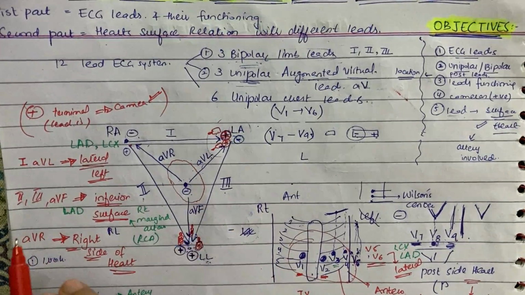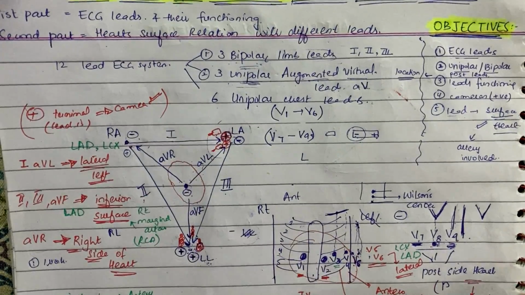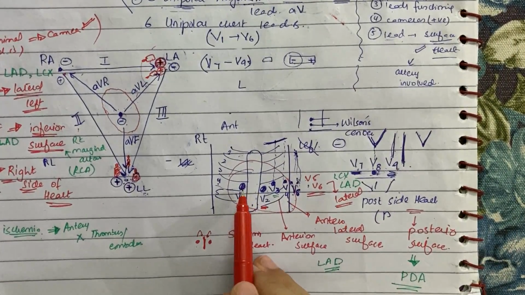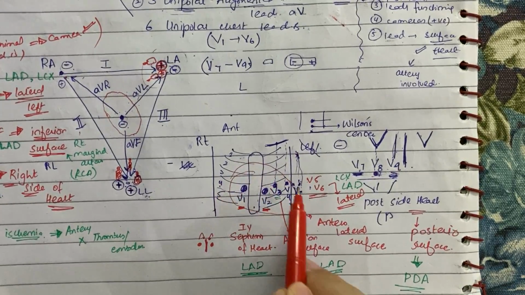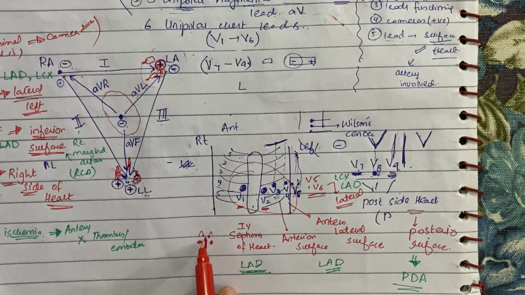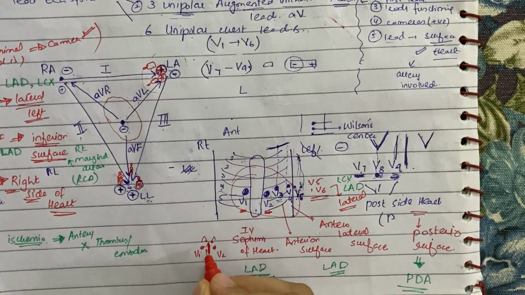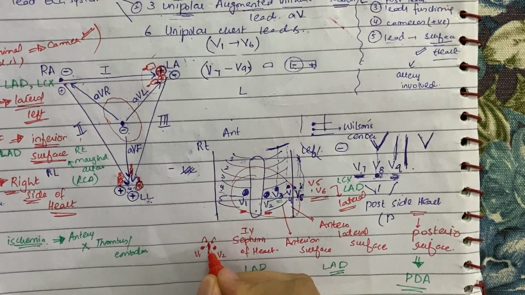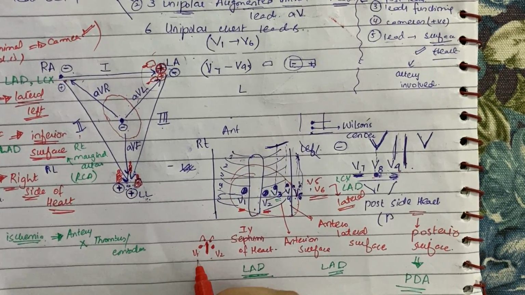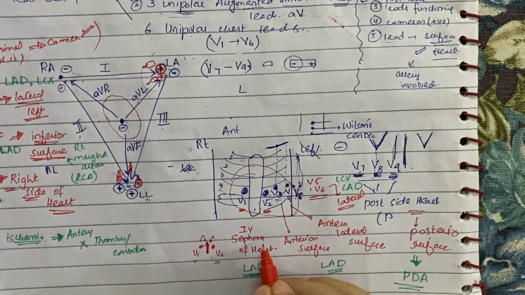Now talking about the chest leads: V1, V2, V3, V4, V5, and V6. V1 and V2, suppose this is our heart and this is the septum, are placed on each side of the septum. Suppose this is V1, this is V2, so they are looking at the heart from both sides of the septum, which means that if there is any problem in leads V1 and V2, that indicates a problem in the septum of our heart.